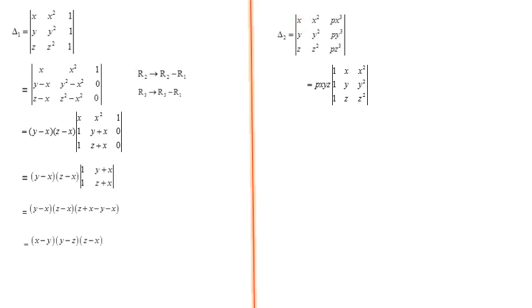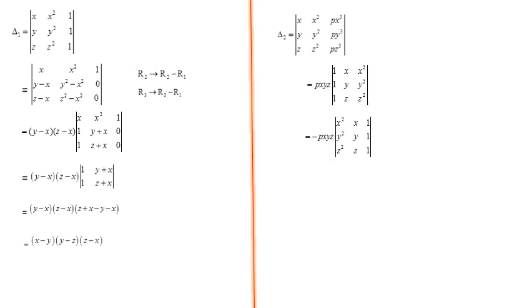Then the remaining determinant will be 1 x, x square, 1 y, y square, 1 z, z square. When you compare it with delta 1, the terms are there, only the order of columns is different. Here this delta 1 and this determinant, if you check, all the terms are there, but the columns are different. So let's go for rearranging it.